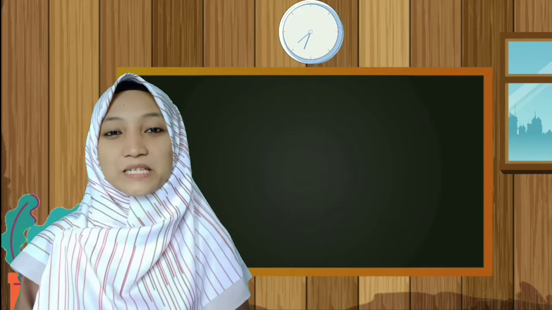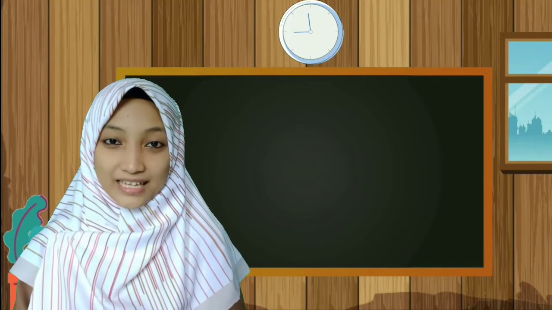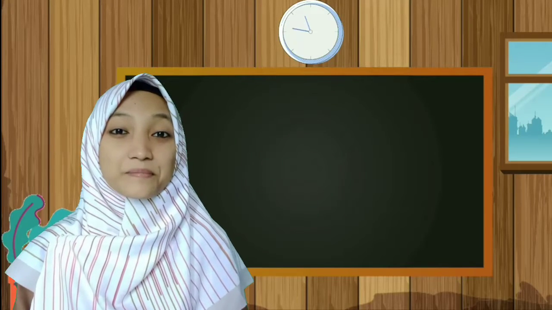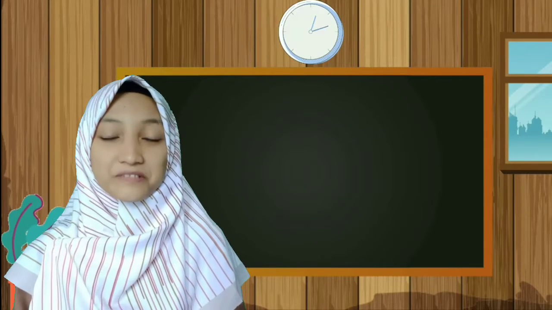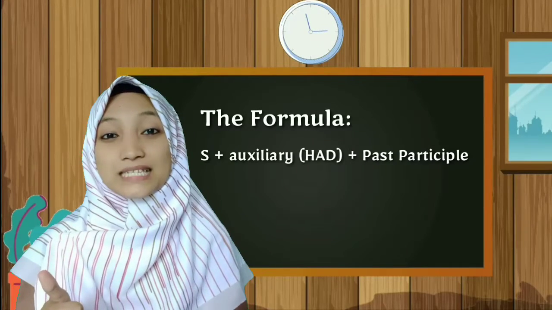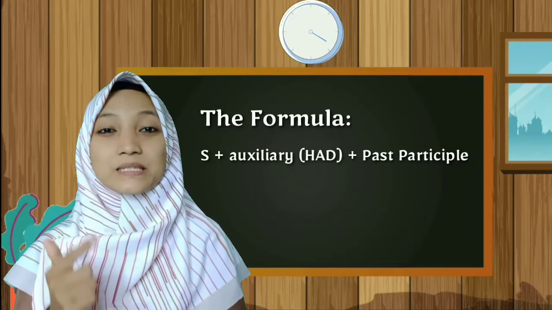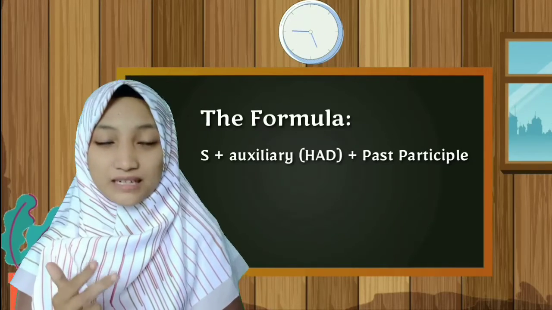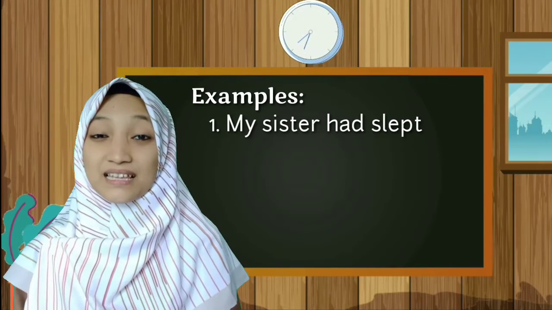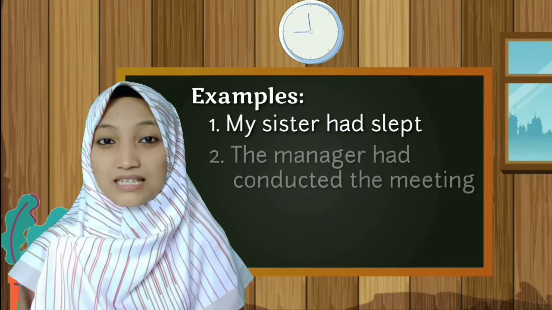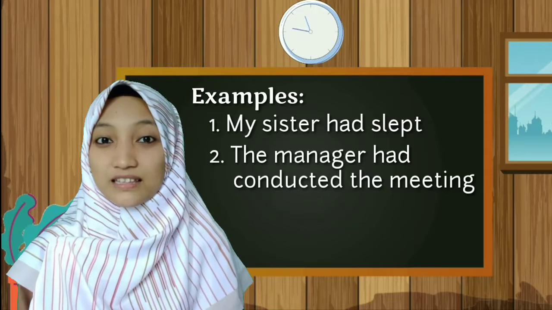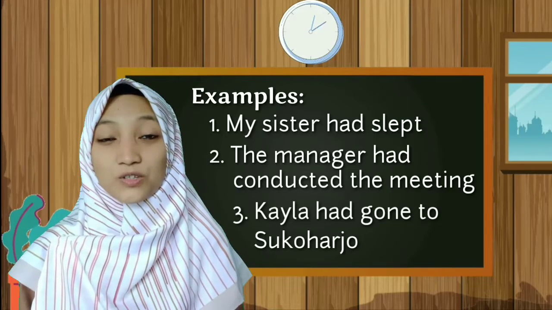Okay, the first explanation of the past perfect. The past perfect is made by using the auxiliary had and the past participle, or verb 3. So the formula is subject plus auxiliary had plus past participle or verb 3. For example, first, my sister had slept. Second, the manager had conducted the meeting. Third, Kayla had gone to Sukoharjo.